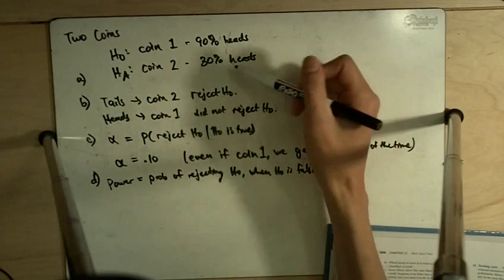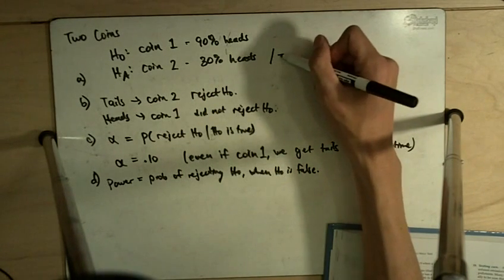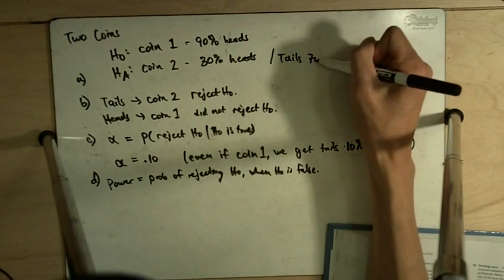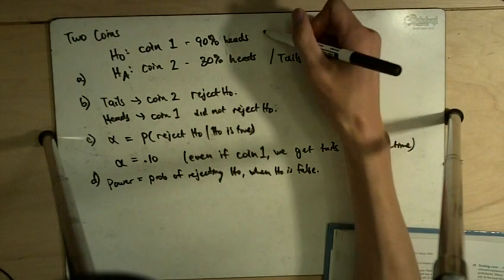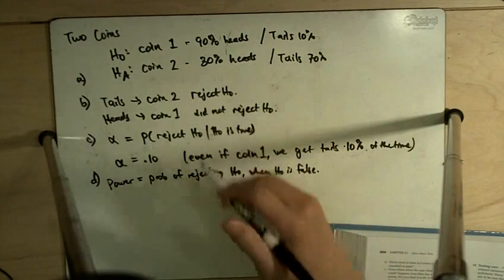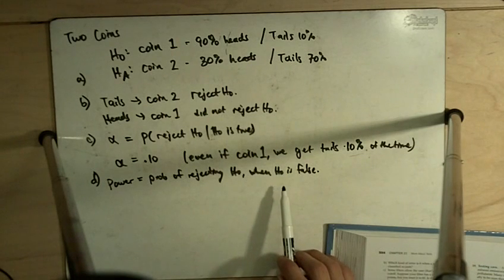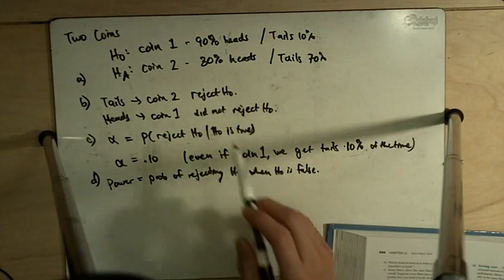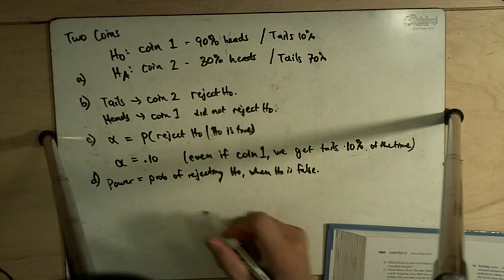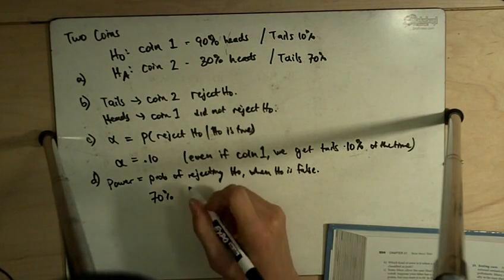We spin tails 70% of the time. We spin heads 30% of the time, which means we get tails 70% of the time. Over here we get tails 10% of the time. So in this case, we would correctly reject the null hypothesis 70% of the time, because coin 2 is going to give us 70% tails. 70% is our power.